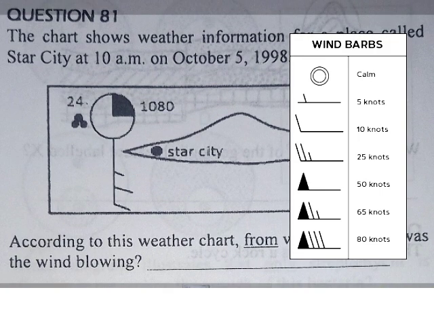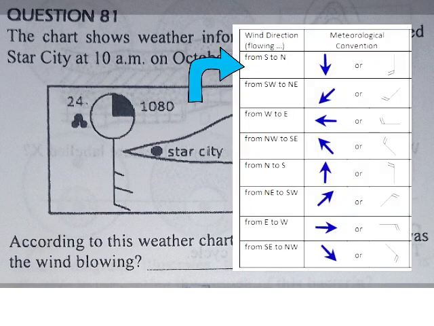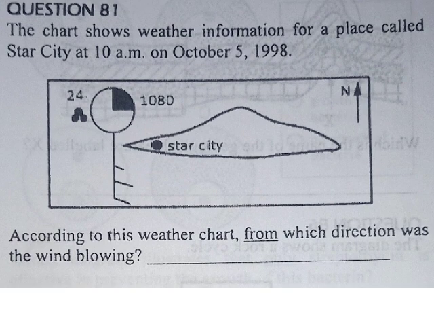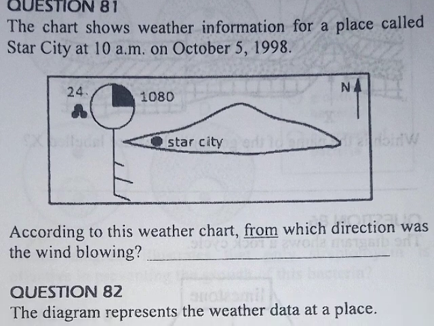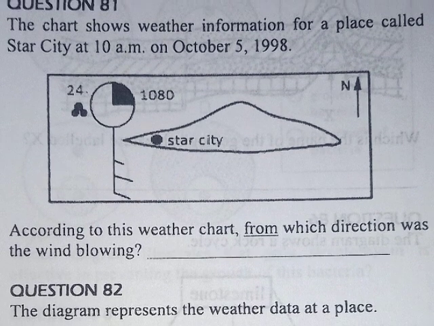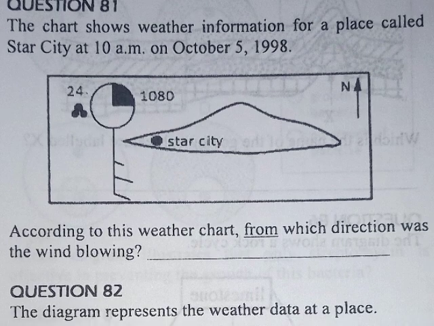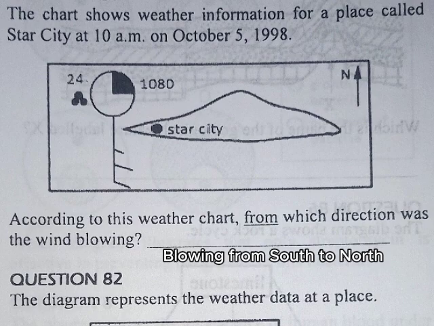That is the speed at which the wind is blowing, and it is blowing from the south, and the cloud cover is about 1/4, or 25% of the sky is covered by cloud. The temperature is about 24 degrees Celsius, and the pressure is 1080 kilopascals. With that in mind, let's answer the question. According to this weather chart, which direction was the wind blowing? The wind is blowing from the south, so our answer should be south for question 81.